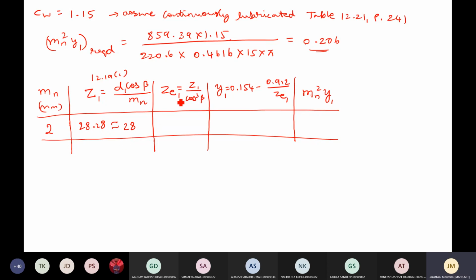With this 28, what should be ZE1? This should be around 79.1196. Yes, correct. 79.19. Next, Y1 should come around 0.1426. Yes, sir. Okay. Then you have Mn square Y1, which is coming around 0.57.